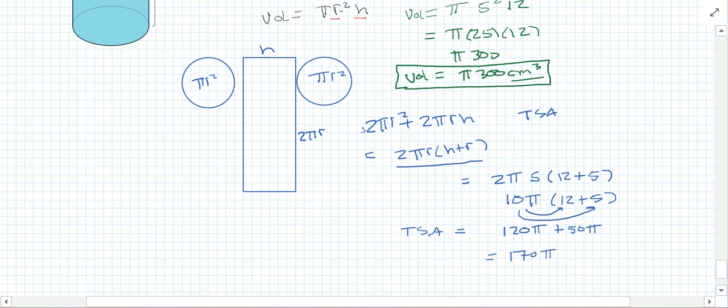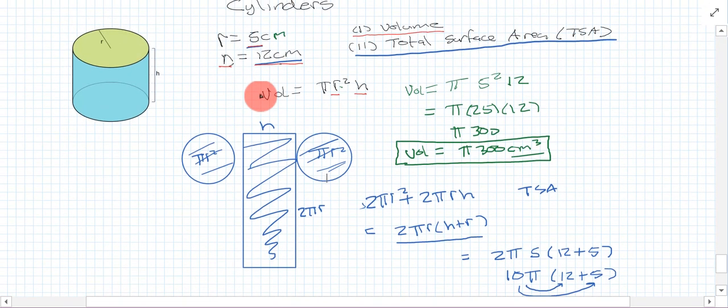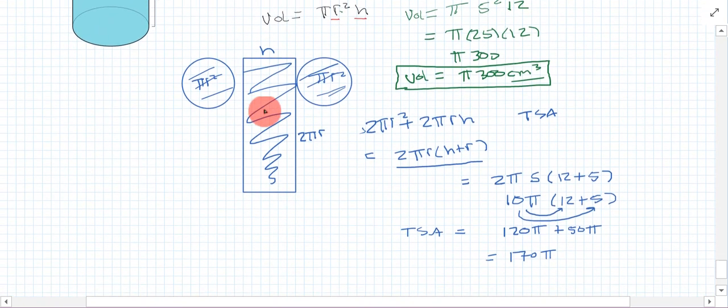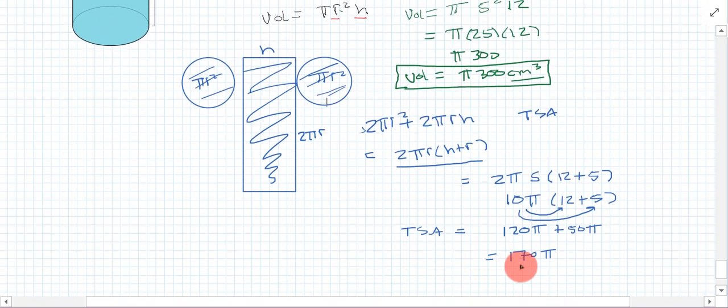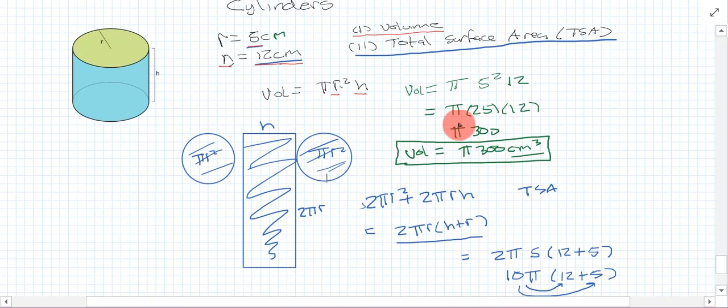So the total surface area, the area covered by these surfaces of this cylinder with dimensions 5 centimeters and 12 centimeters, is going to be 170 pi. Those are two formulas you can use to calculate the volume and the total surface area of a cylinder. And again, these formulas are going to be in your logbooks as well.